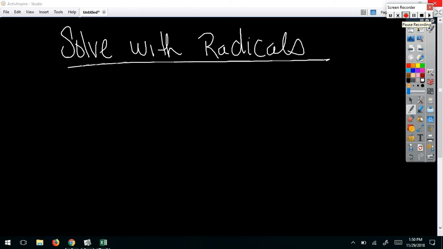Solving it with radicals. But now we know that radicals are not just square roots, right? We can have any number in front of that radical and make it any root.